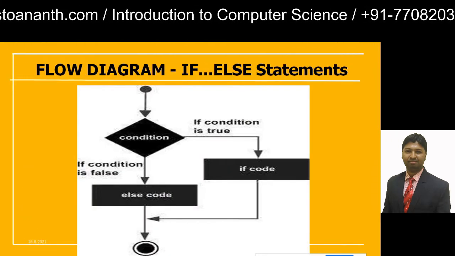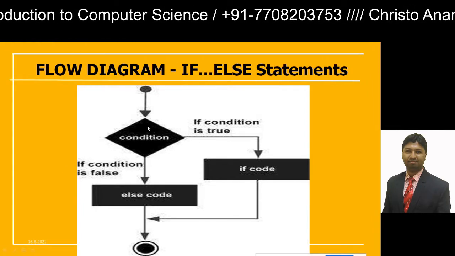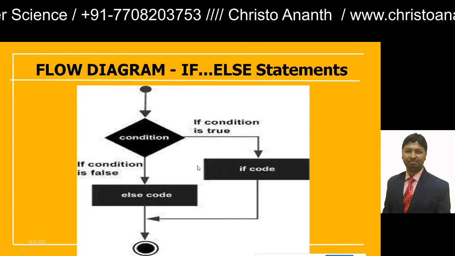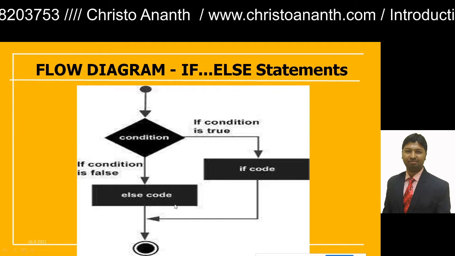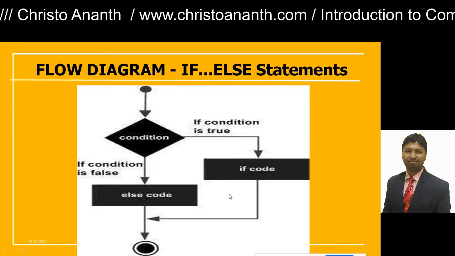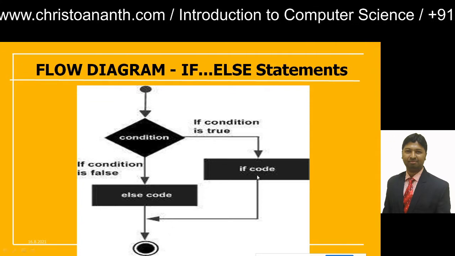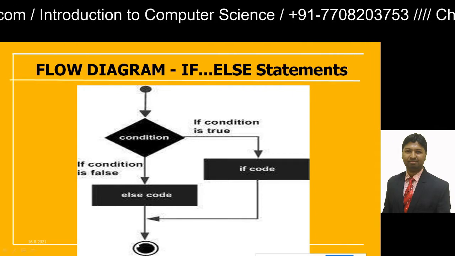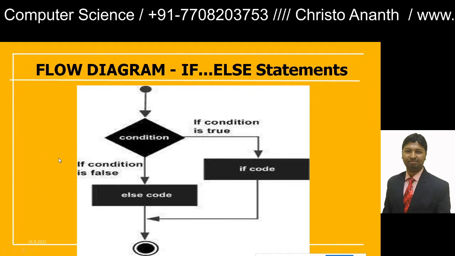So this is the exact flow diagram of the if else statement. The condition is evaluated. If the condition is true, then there is the if code. If the condition is false, then you go for the else code. So this is true and this is false. Either way, it joins here and terminates out of the loop. So this is the flow diagram of the if else statement.